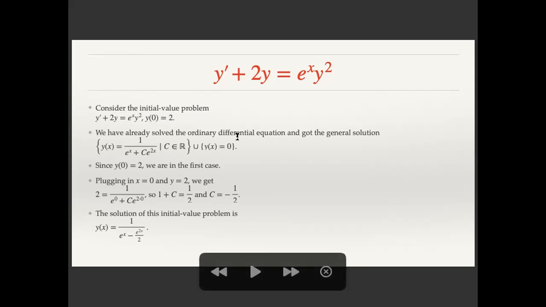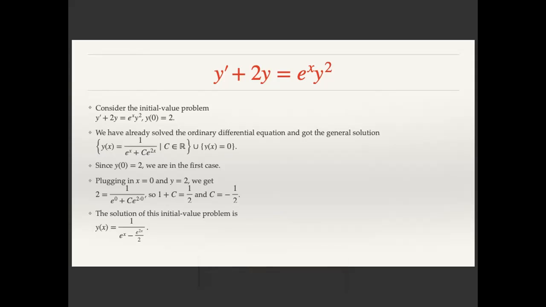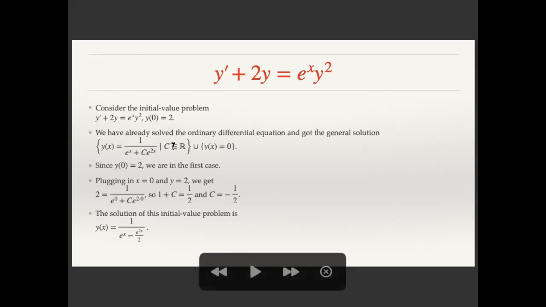Now, since we have already computed the general solution, let's use it. And the first thing that we need to do is we need to decide in which of these two branches we are. Are we in the left branch or are we in the right branch? And since y of 0 is equal to 2, we are most certainly not in the right branch because the right branch is just the constant function 0. So this means we must be in the left branch.